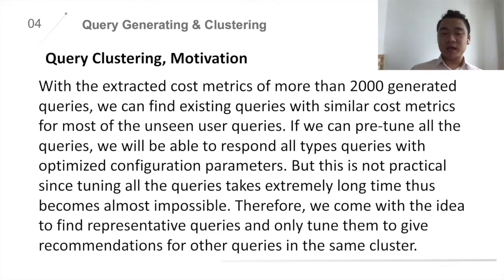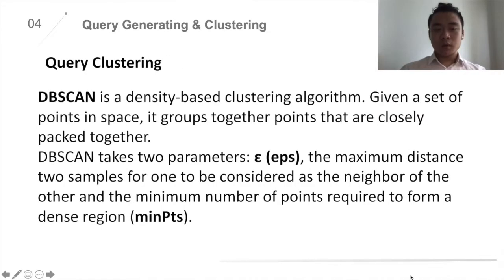Therefore, we come with this idea to find representative queries and only tune them to give recommendations for other queries in the same cluster. The algorithm for query clustering we used in this project is DBSCAN. It's a density-based clustering algorithm. Given a set of points in a space, it groups together points that are closely packed together.